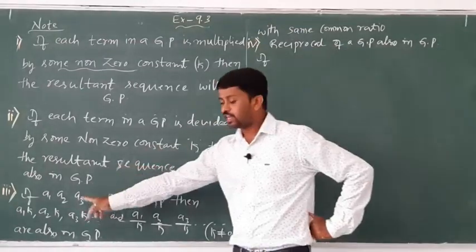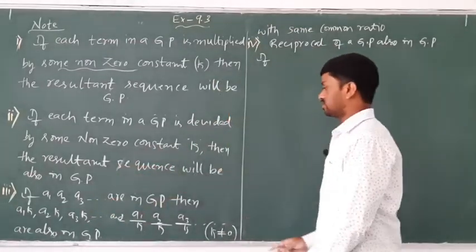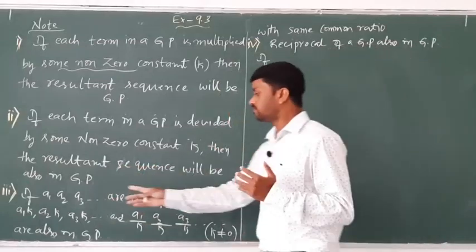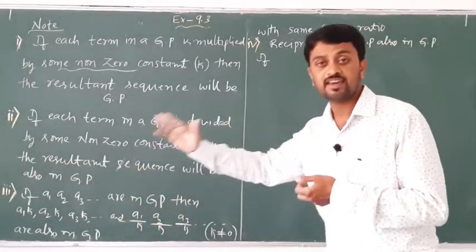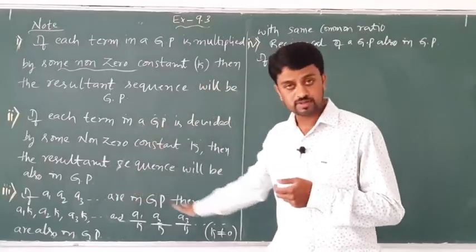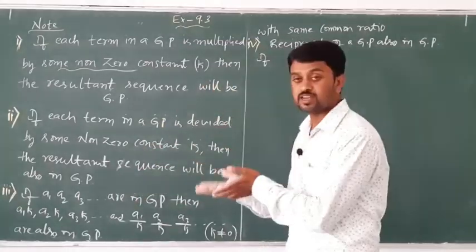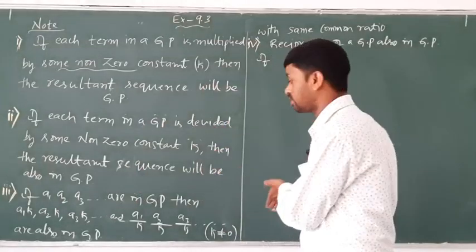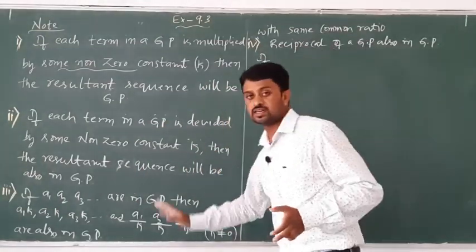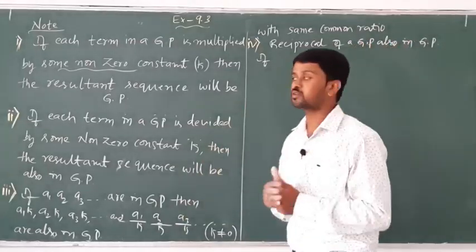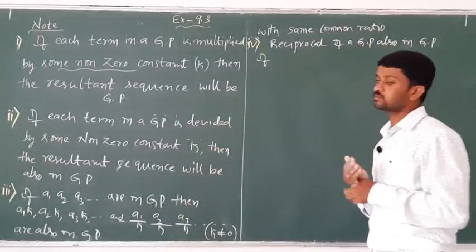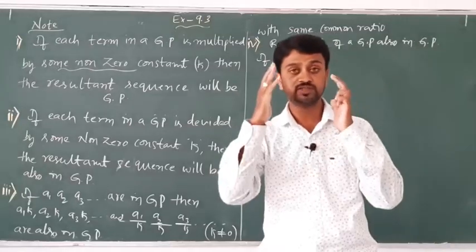Next, some general condition I will take up. If A1, A2, A3 up to so on are in GP, then A1k, A2k, A3k up to so on, and A1 by k, A2 by k, A3 by k up to so on are also in GP with the same common ratio. And therefore k must not be equal to 0. Next point, the fourth one: the reciprocal of a GP is also a GP.